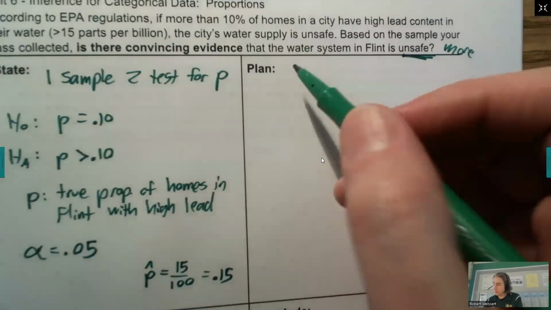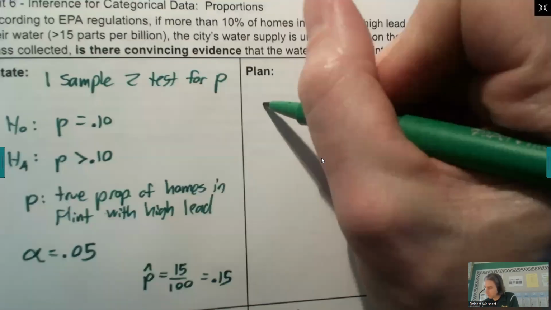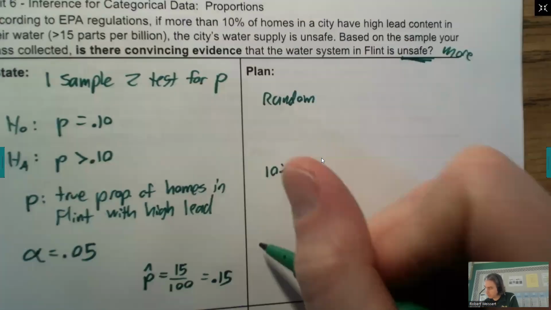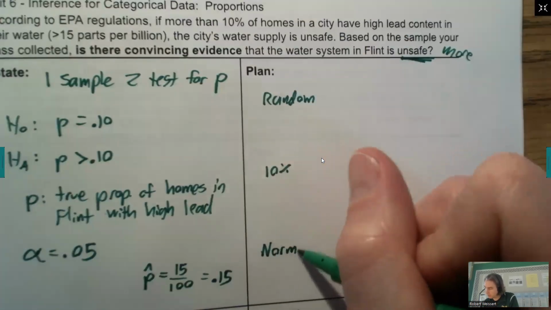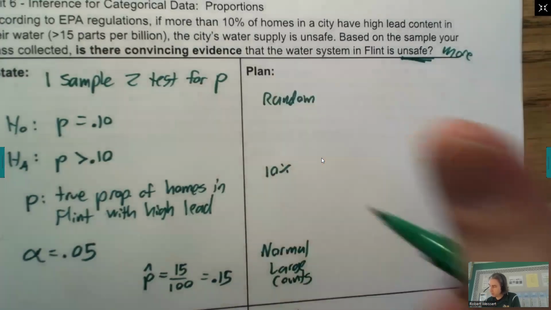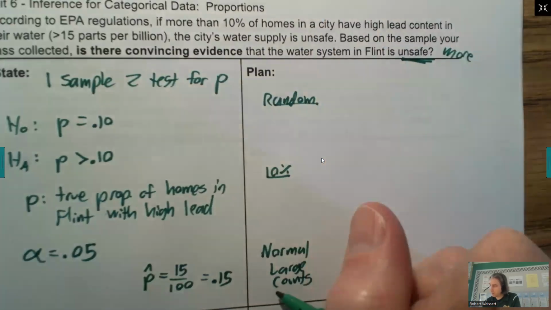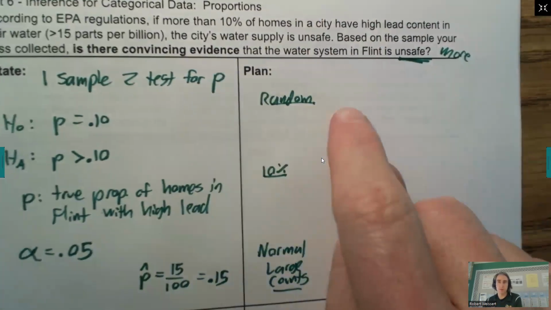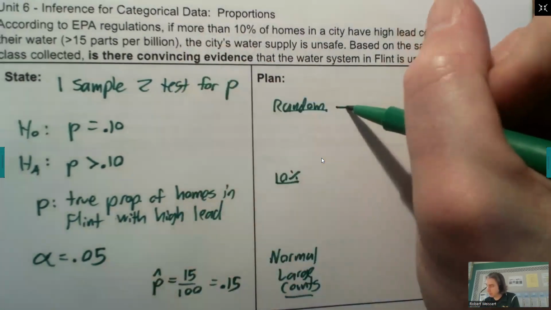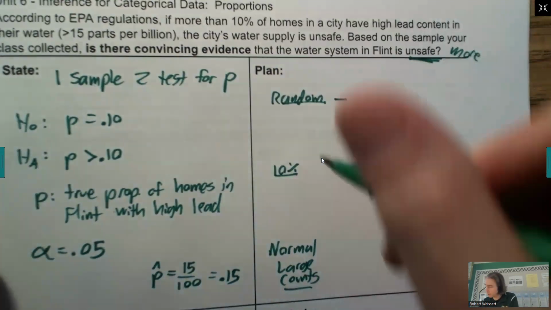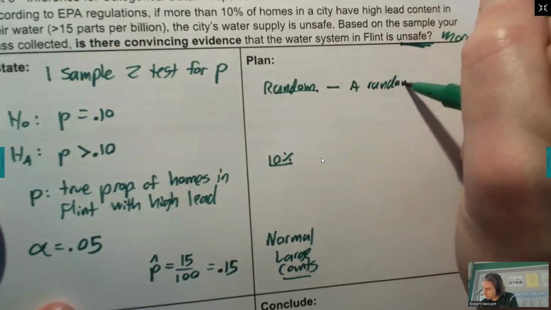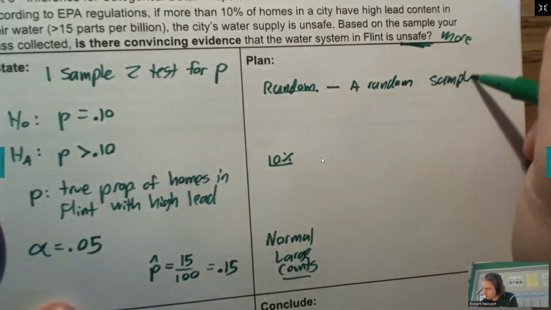The plan part is your random, independent, and normal. So your random, your 10%, that's your independent, and your normal, which is your large counts. What you do on these three conditions is you simply reiterate what we did here. Random just indicates that we took a random sample. It's usually implied that we do, but we want to write that. So we said a random sample of 100 homes was taken.